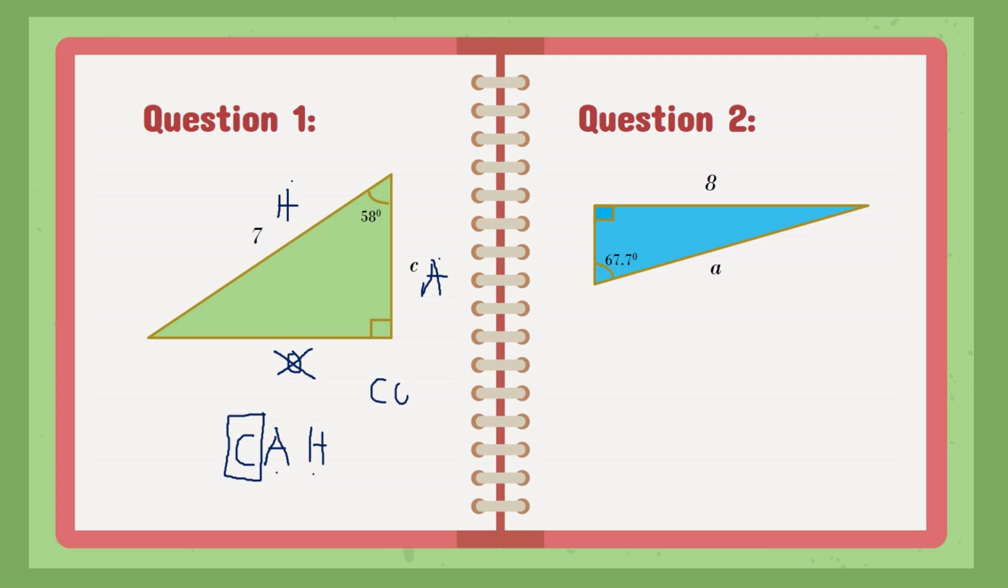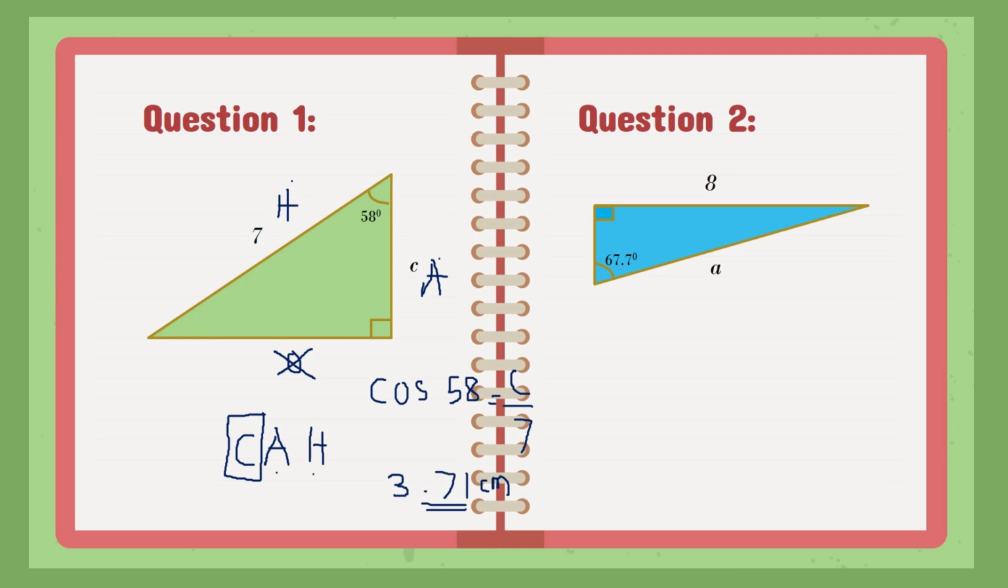So cos 58 is equal to adjacent, which is C, over hypotenuse, and you cross multiply and you find the answer. You will get 3.71 centimeters for 3 significant figures when you simplify this equation.